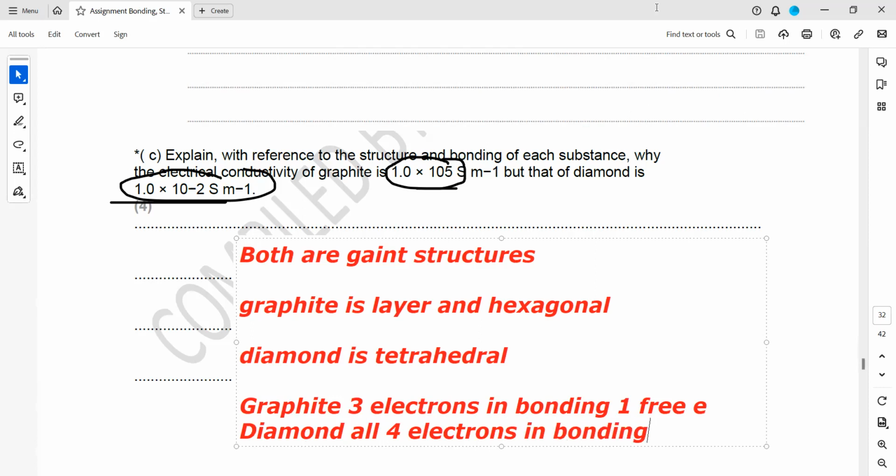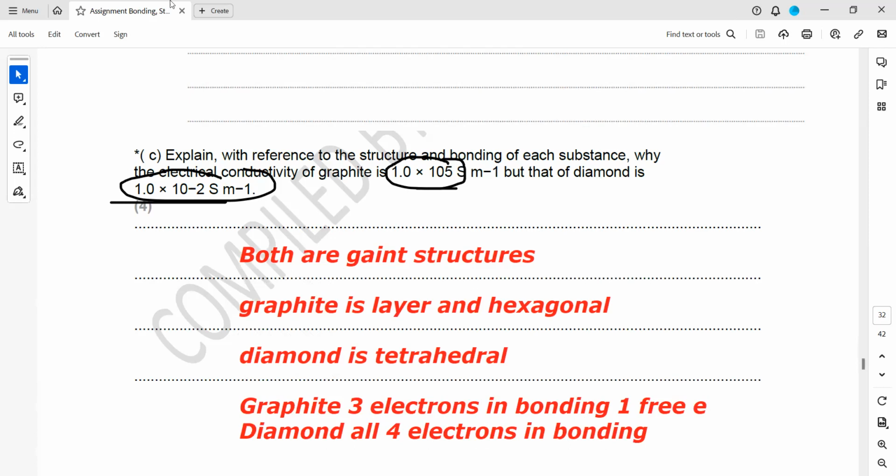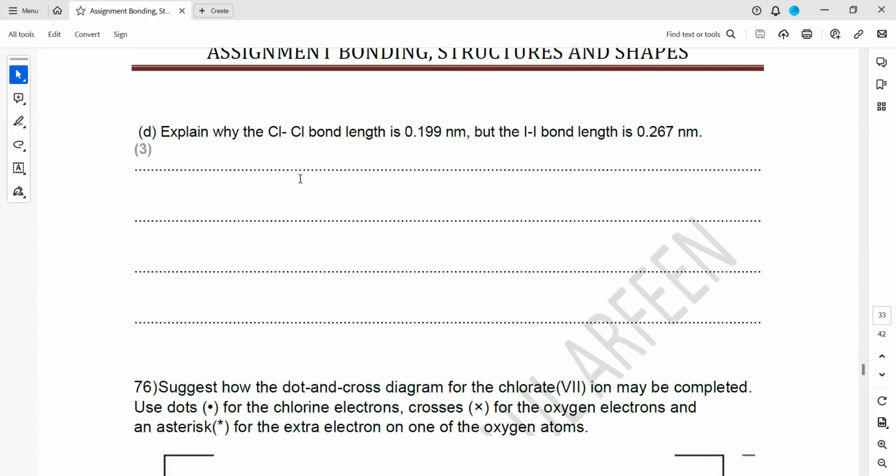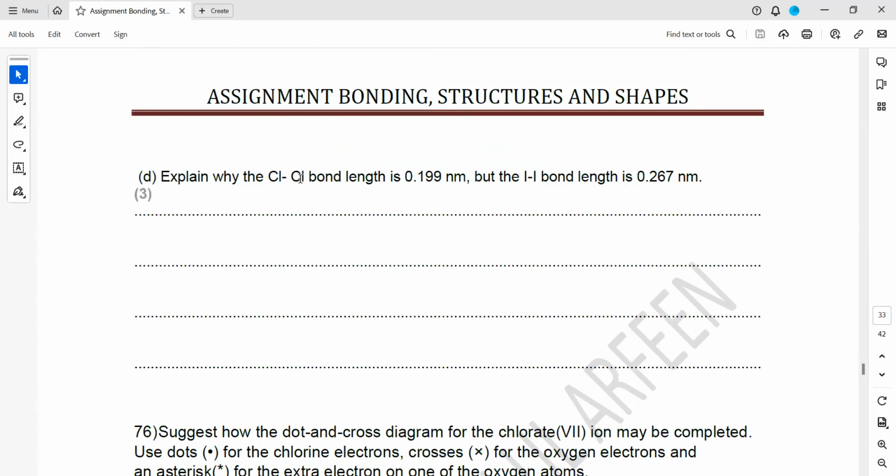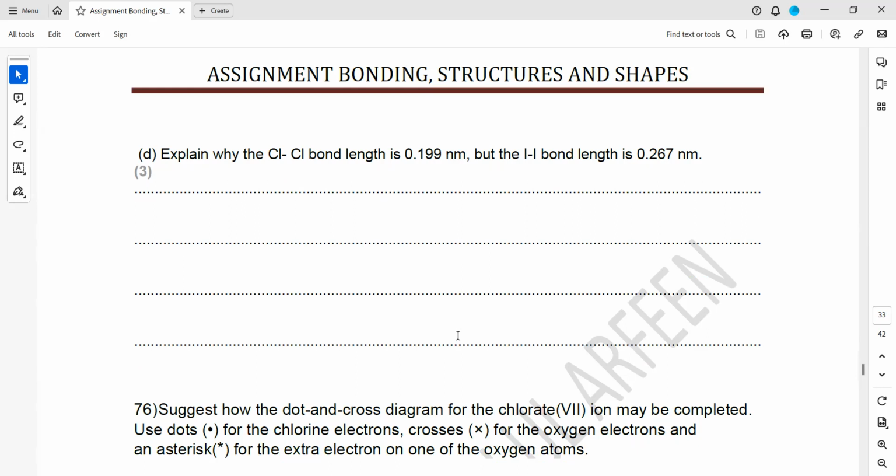That's why diamond cannot conduct, or conducts at a very low rate, as compared to graphite. And explain why the chlorine bond length is 0.19 nanometer, whereas iodine's is longer; why is the chlorine bond length shorter than iodine? It totally depends on the number of shells. Iodine has more shells as compared to chlorine. As a result, there will be less attraction between the nucleus and the bond pair, and in iodine there will be a greater shielding effect.